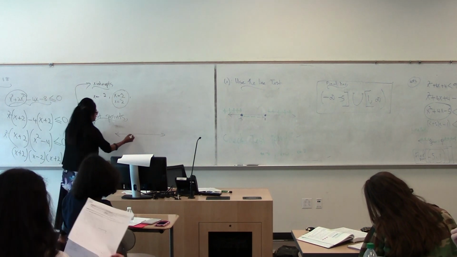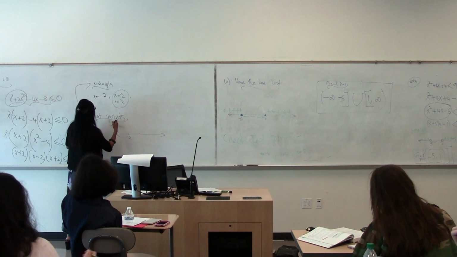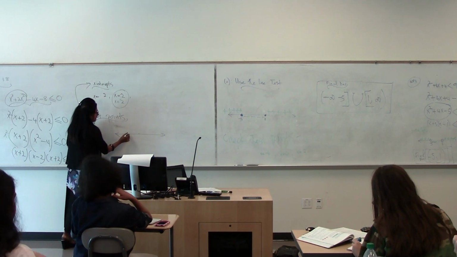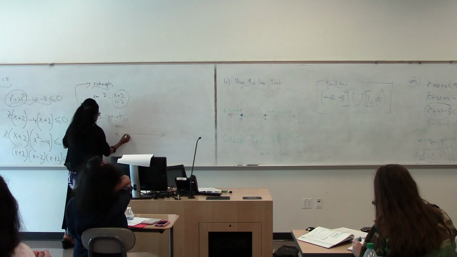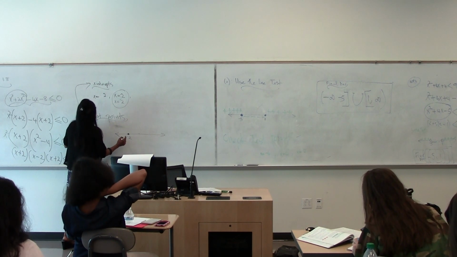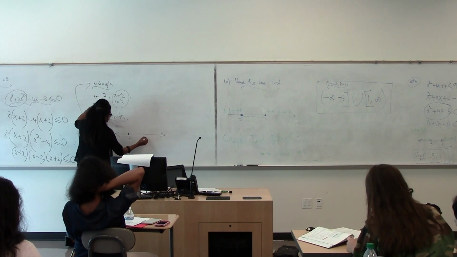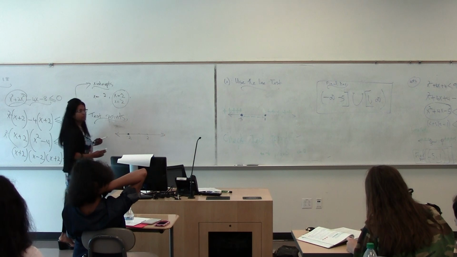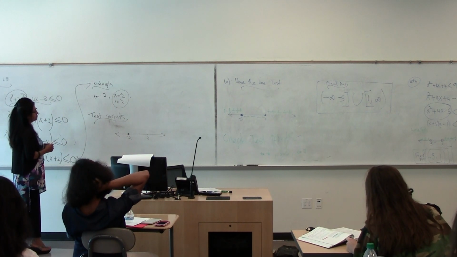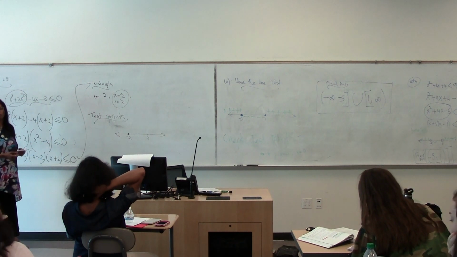We have negative 2, and we know it's at negative 2. And then we have positive 2. So pick some numbers: negative 3, 0, and 3.